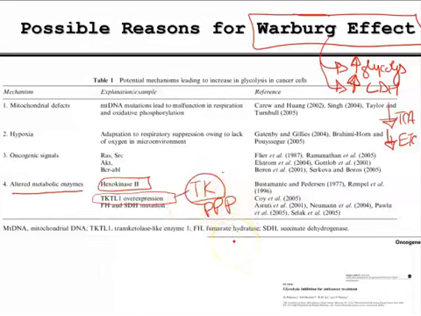And by increasing the expression of transketolase, we can increase the amount of ribose 5-phosphate, which is then available for nucleotide synthesis. So we support then the DNA replication, which is necessary for cell reproduction. And then there are mutations, right?